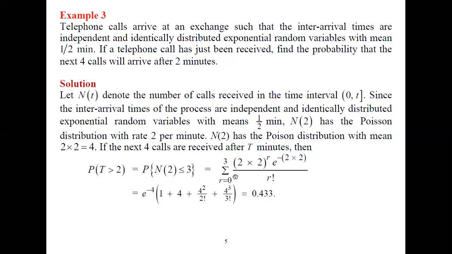So now let's go to the question. Now we've gotten the parameters. So what do we want to determine by the question? We want to find the probability that four calls will arrive after 2 minutes. So we represent the time that the fourth call will come to be T. So we want to find the probability that T is greater than 2. It's to find the probability that four calls will occur after 2 minutes.